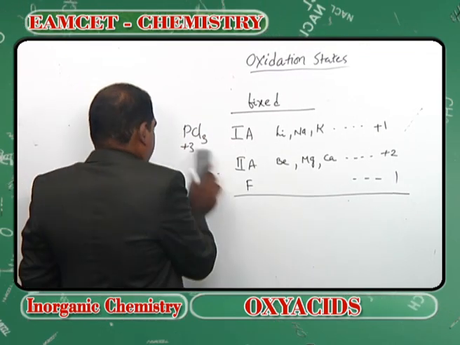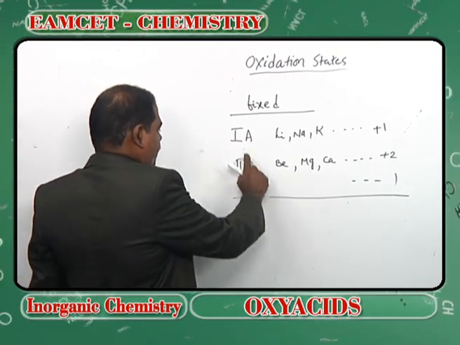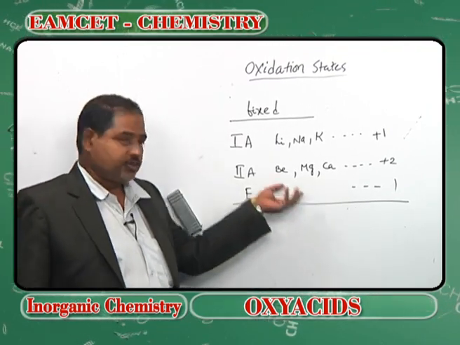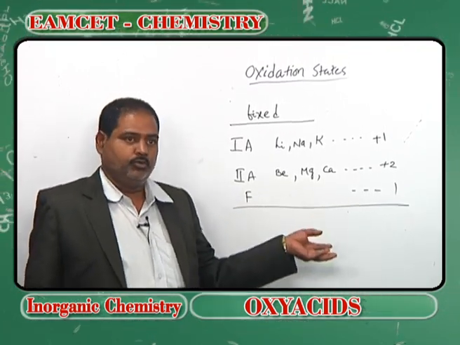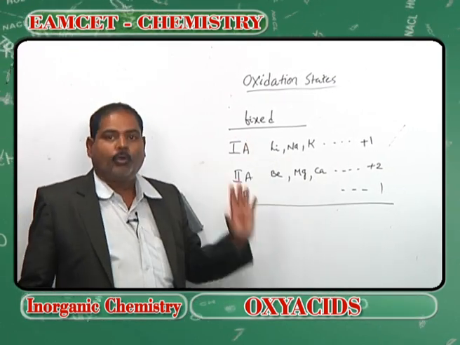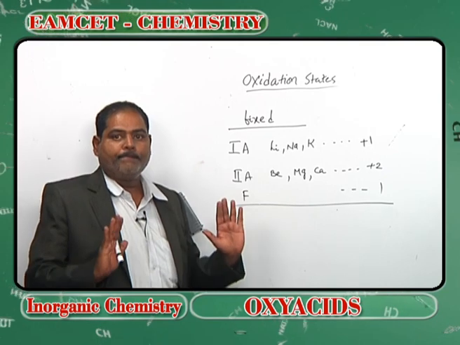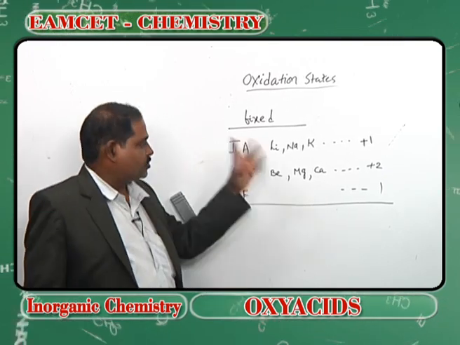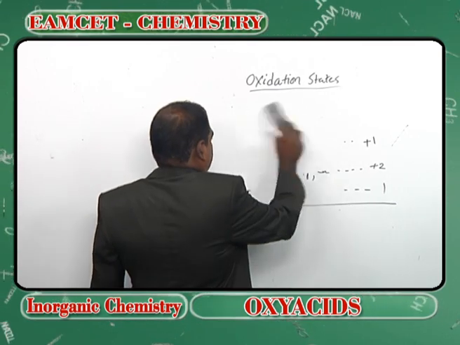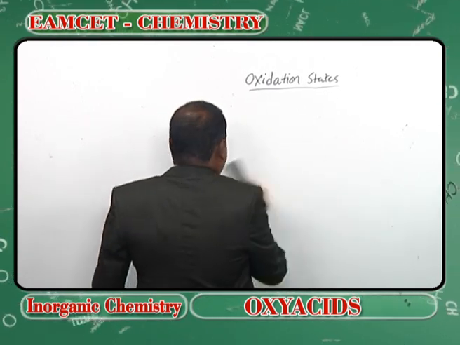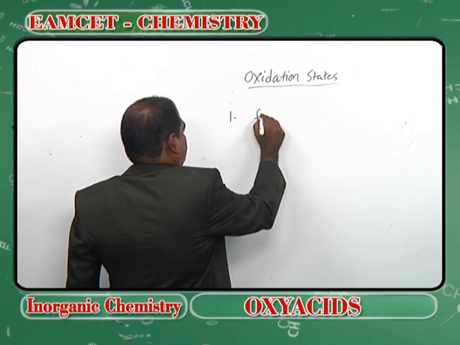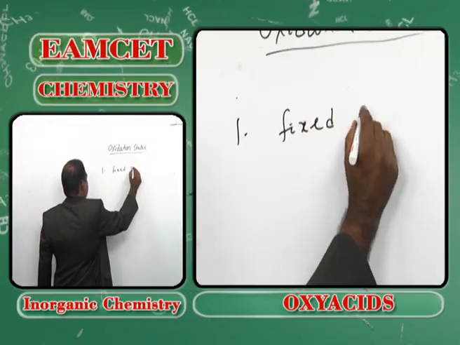So, I repeat: 1A, 2A, fluorine, and of course there are one or two other elements, aluminum +3, zinc +2. Don't make this list too long. It is enough if you know some elements have fixed oxidation states and some others don't. Most of the elements don't have fixed oxidation states. That is the first point, fixed oxidation states.